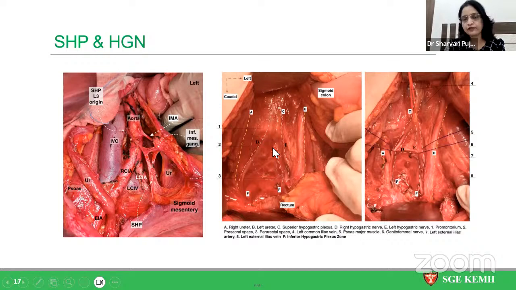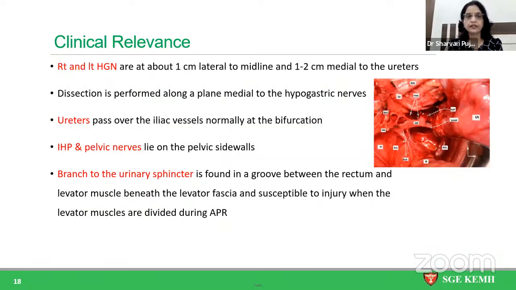These are lateral to the midline and medial to the ureters, which cross the iliac vessels. So our dissection should be medial to the hypogastric nerves, pushing all the structures, the hypogastric nerves, ureter and iliac vessels, posteriorly and laterally without injuring them. As I said, the hypogastric nerves descend in the pelvis and the ureters cross over the iliac vessels but lie lateral to the hypogastric nerves on either side.